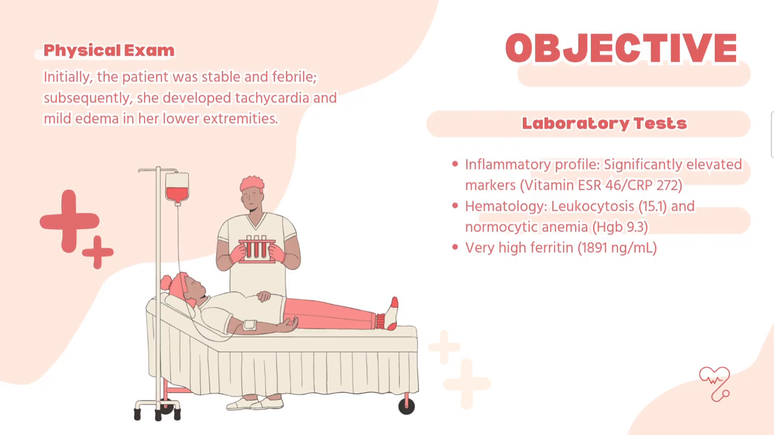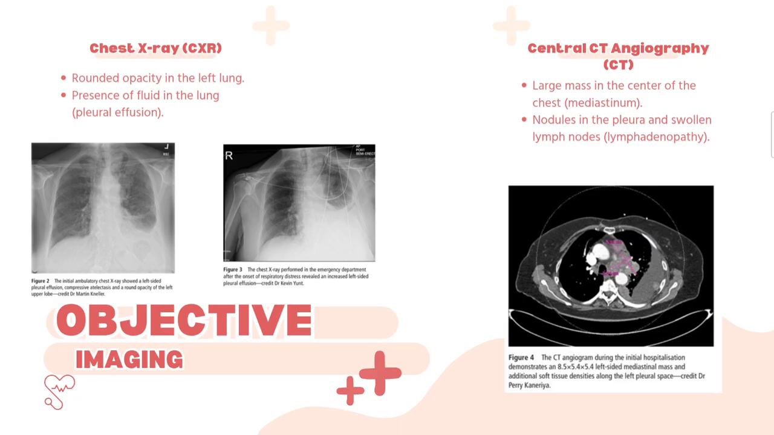In the objective evaluation, the labs showed elevated leukocytosis and ferritin, which is a marker of severe inflammation. However, the key finding for imaging, as seen in the chest CT scan, was the identification of a massive 8.5 cm mediastinal mass with hilar lymphadenopathy and moderate pleural effusion. This completely changed the diagnostic approach.